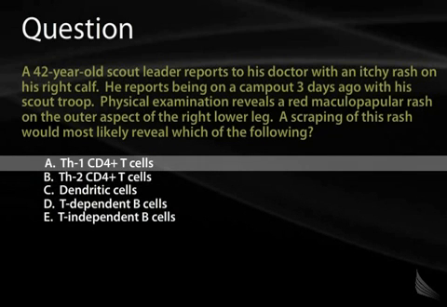The answer here is A, Th1 CD4 positive T cells. This is a classic example of delayed type hypersensitivity. He's got an itchy rash on the outer aspect of his calf, happened to be on a camp out 3 days ago. Now he's got this rash. This is delayed type. This is probably a poison ivy or a poison oak. So what's the scraping going to reveal? Th1 CD4 positive T cells.